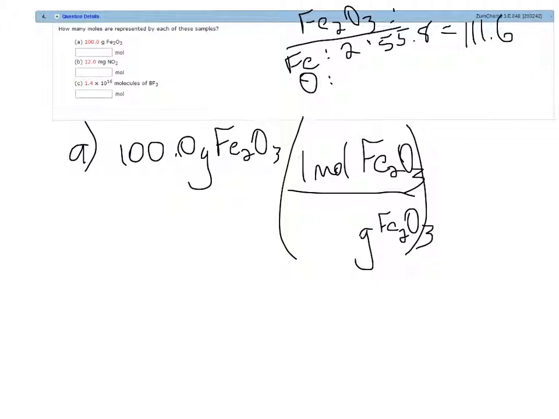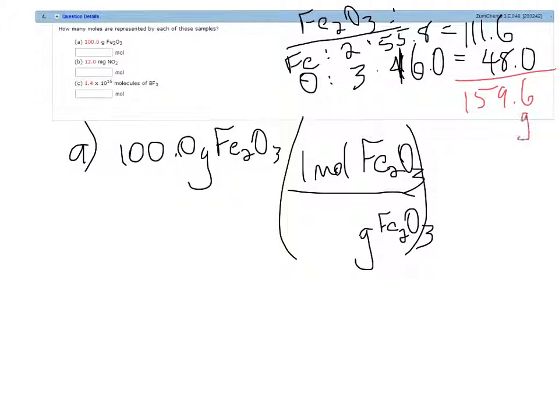Again, I'm only carrying out calculations to the tenths place, because it's really not necessary to go in any more decimal places than that. So if we add together 111.6 and 48.0, I get 159.6 grams per mole. So what that allows us to do is tell us how many grams are equivalent to 1 mole. And then if you follow what happens to the units, grams of iron 3 oxide crosses out, and you're left with units of moles, which is what the problem wants you to arrive at anyway.